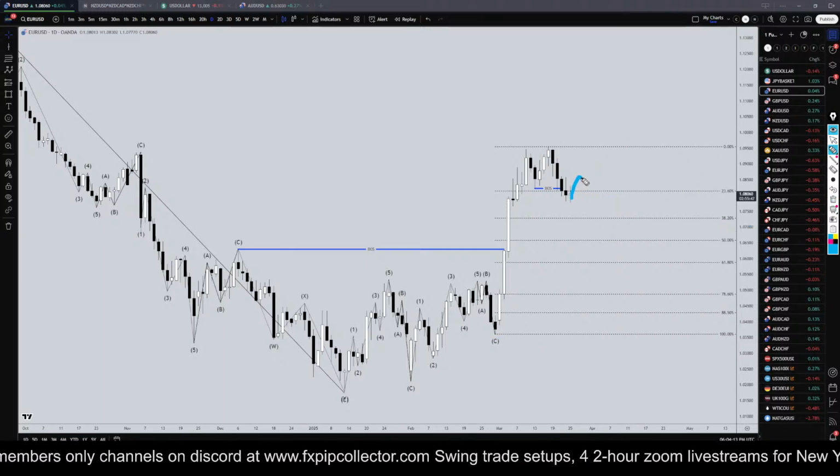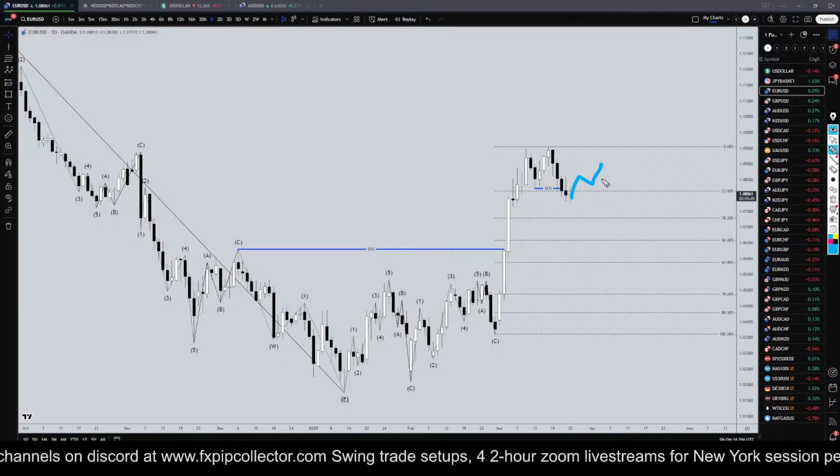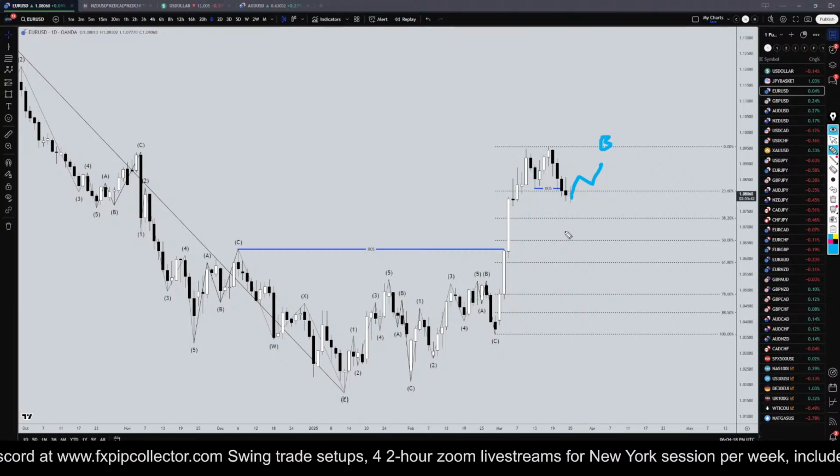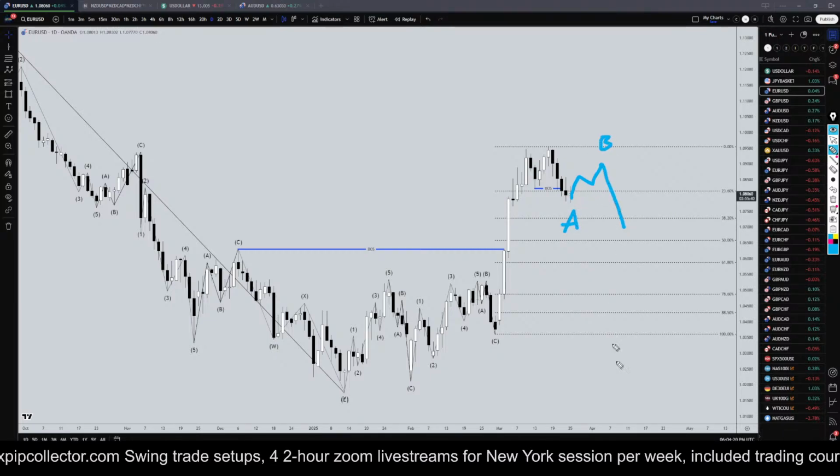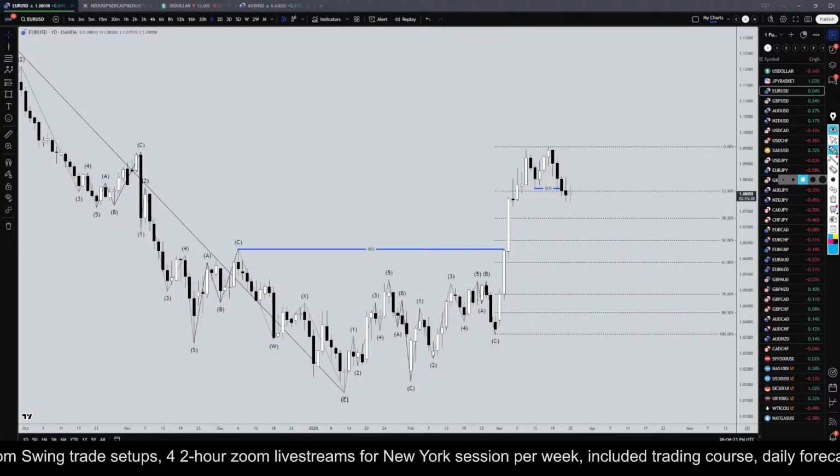But I think we're going to get a move up, and sometimes wave Bs can make new highs, especially in strong trends. But more than likely, I would expect to see something along these lines over the next couple of weeks.